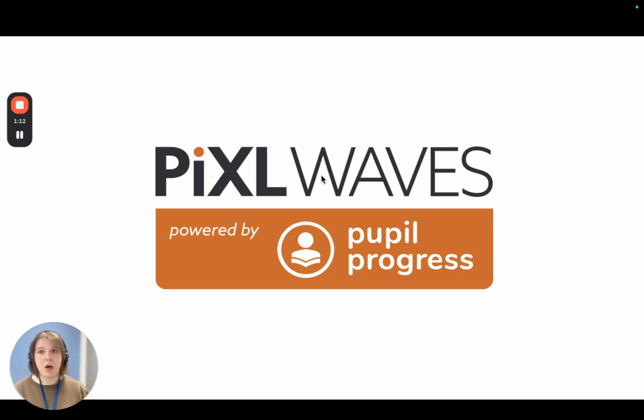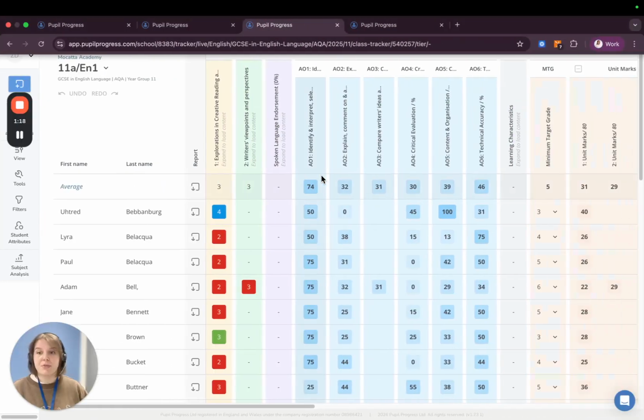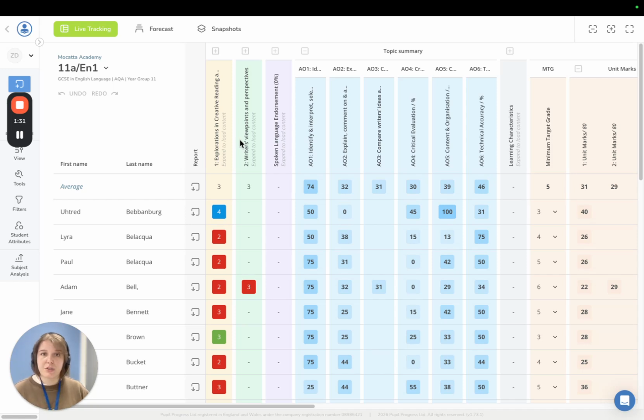For my example, I'm going to run through an English tracker. The features will remain the same. So even though we are on an English tracker, the steps that we're taking to drill down into this data are relevant whether we are a leader of maths, science, and so on. So my students have just sat an assessment.